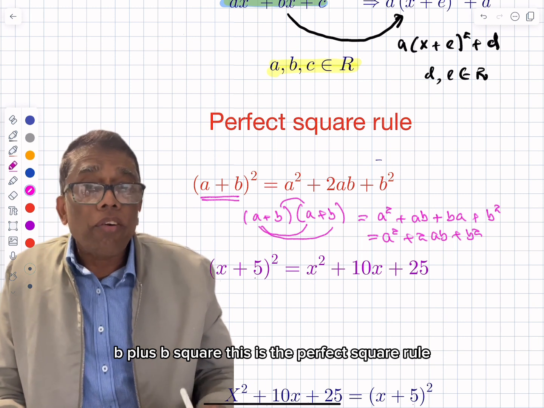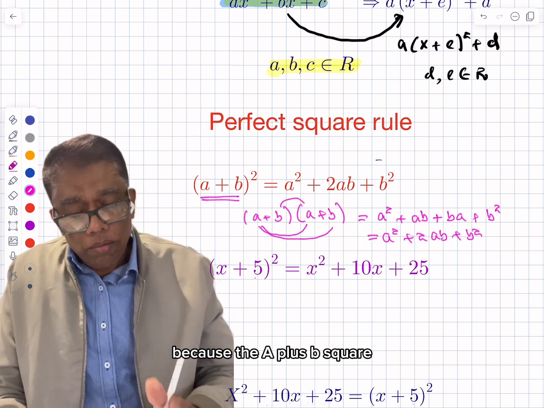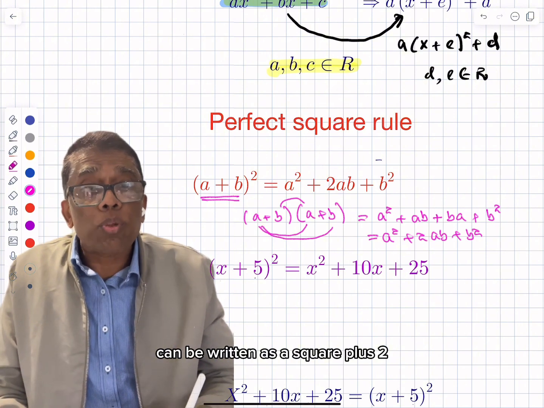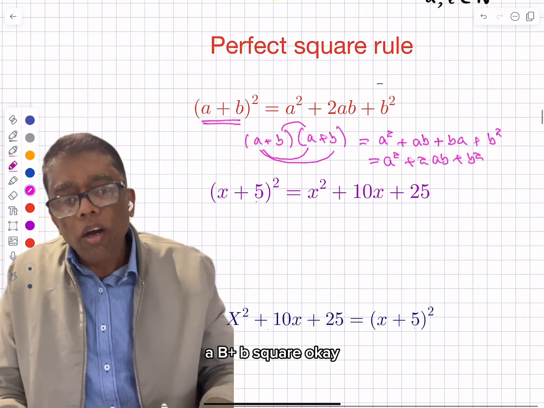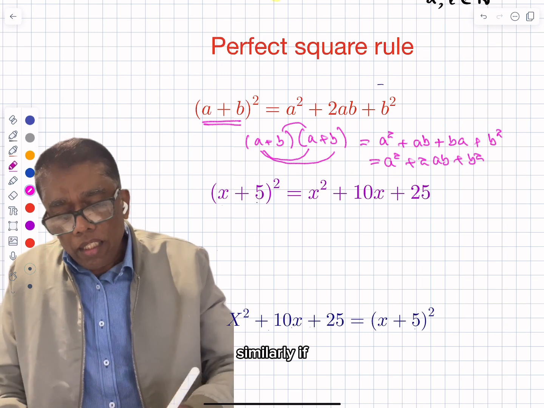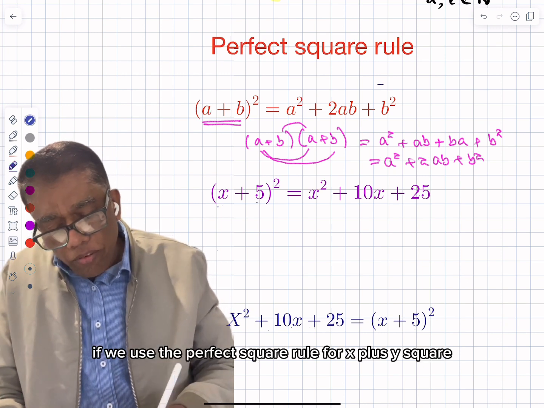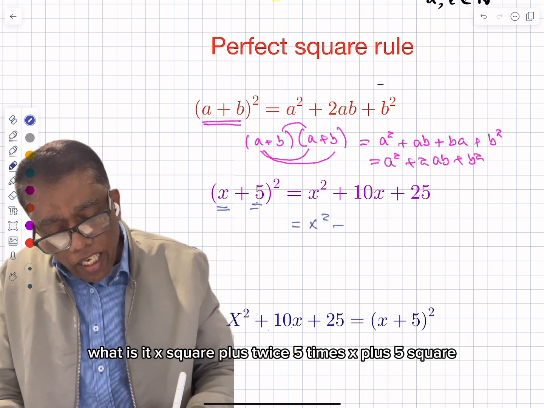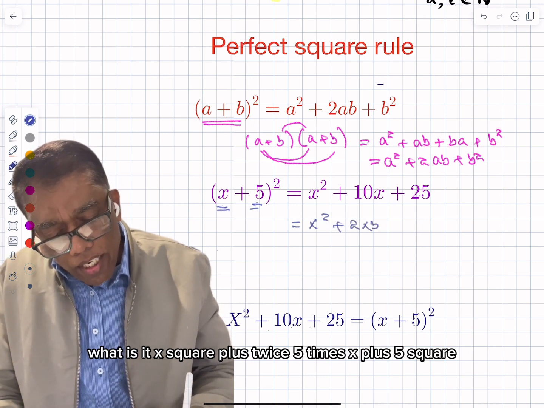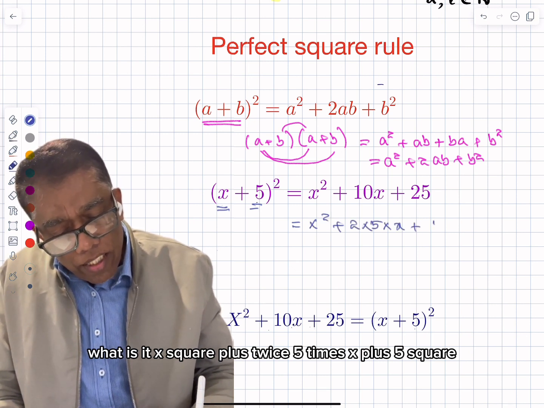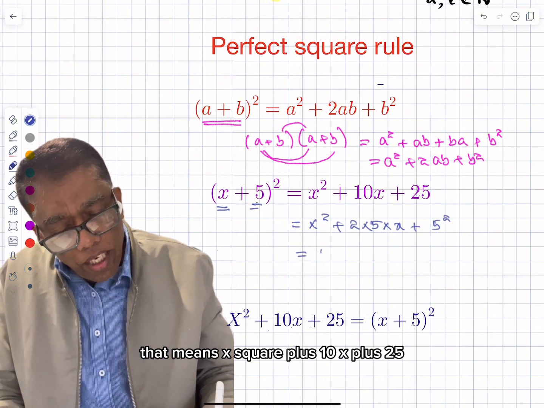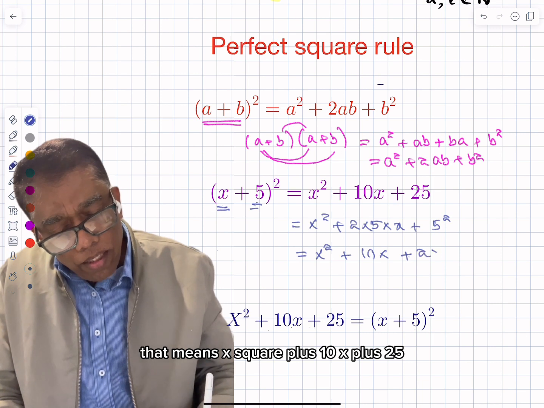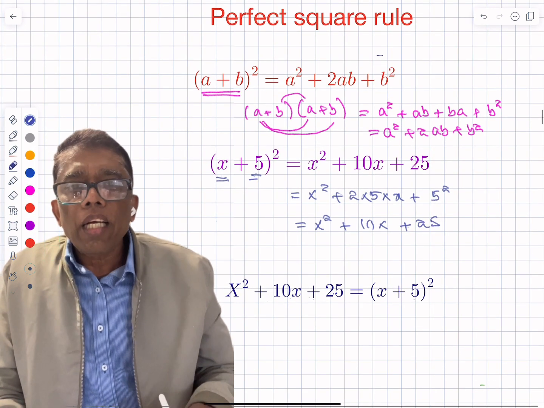This is the perfect square rule, because (a plus b) square can be written as a square plus 2ab plus b square. Similarly, if we use the perfect square rule for (x plus 5) square, what is it? x square plus 2 times 5 times x plus 5 square. That means x square plus 10x plus 25.